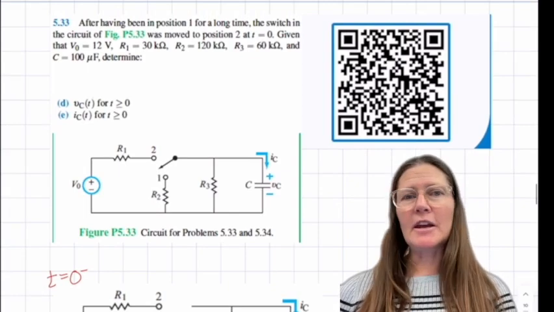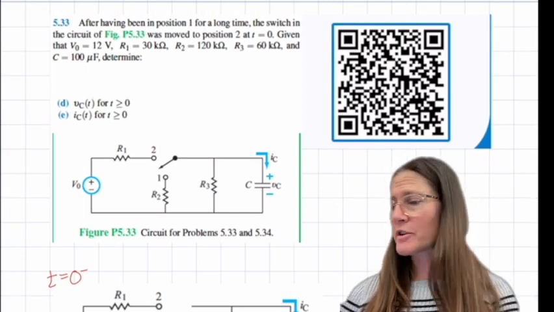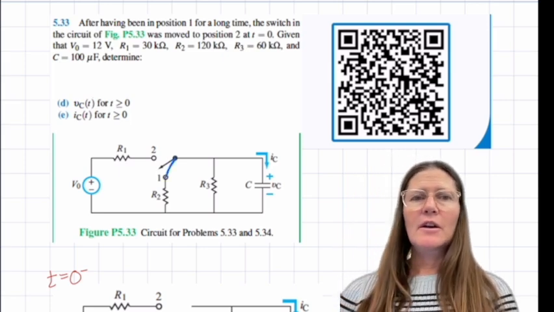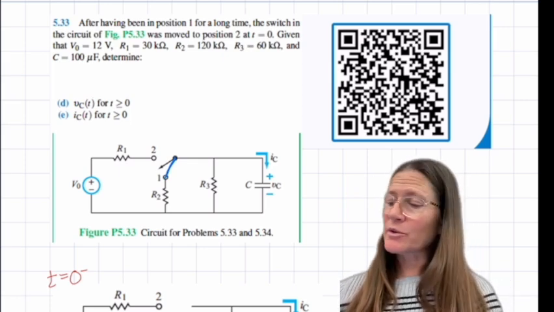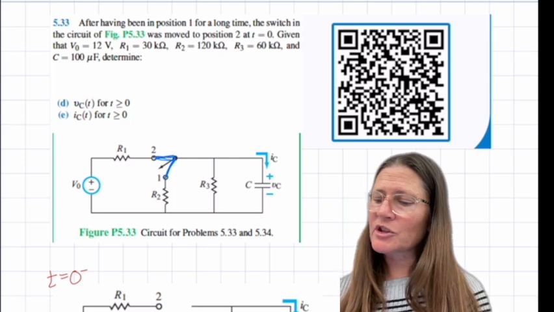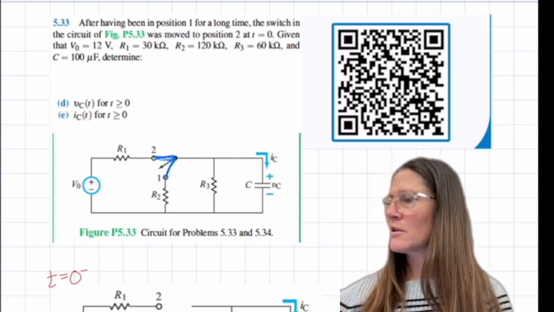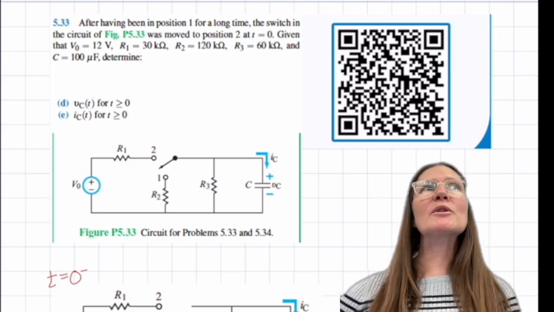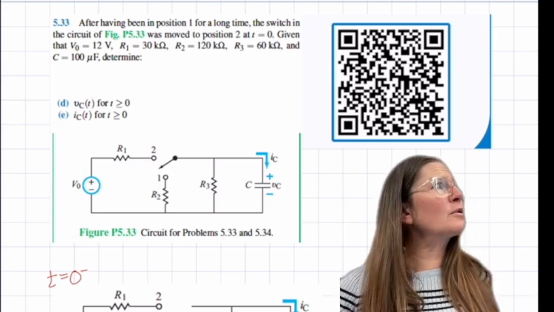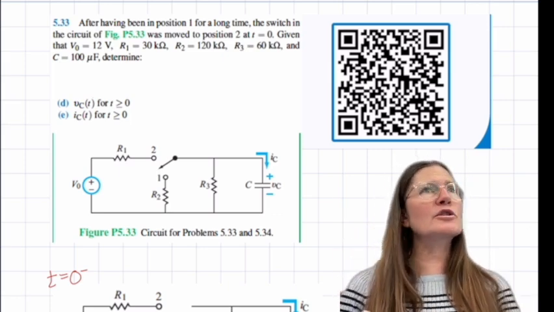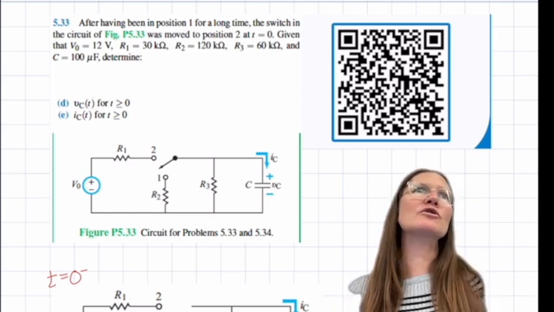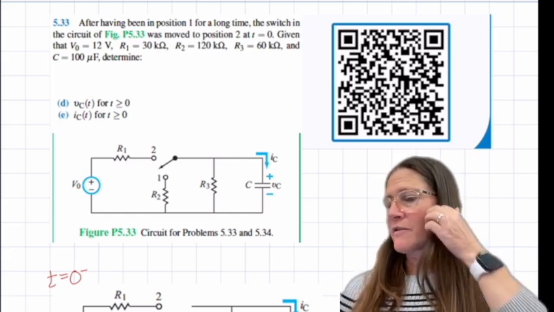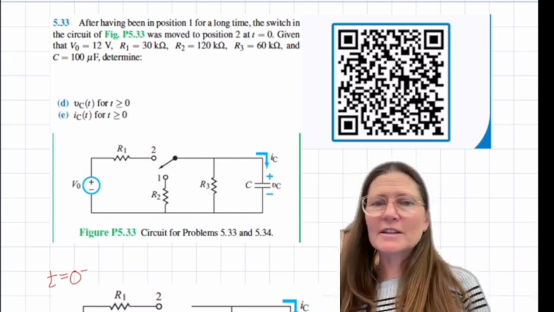So for this one, it sat in position 1 for a really long time. So this is before the switch, it's been here. And then at time equals 0, it moves to position 2. Does that make sense? Okay. So time equals 0 minus, that wire will be connecting from there to R2. And then after the switch moves, it will be in position 2. So go ahead and try and solve this and get both VC and IC.